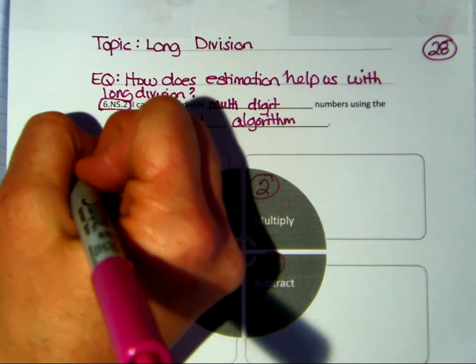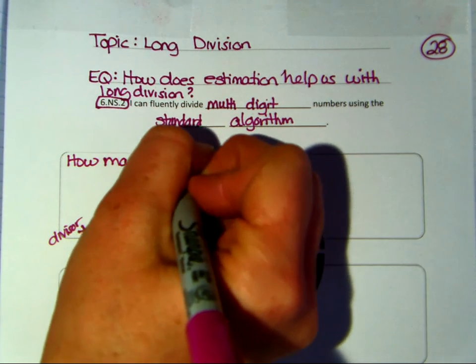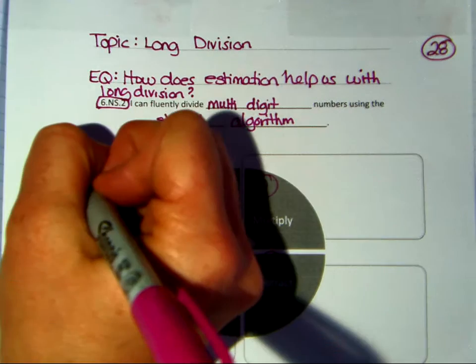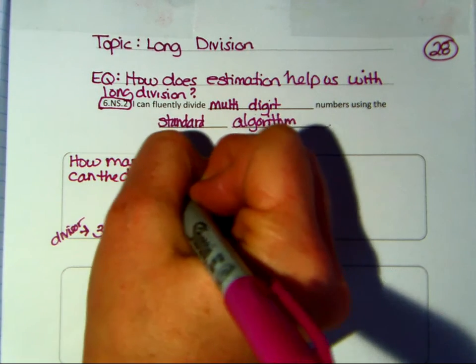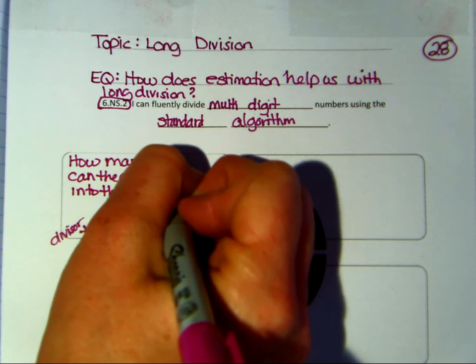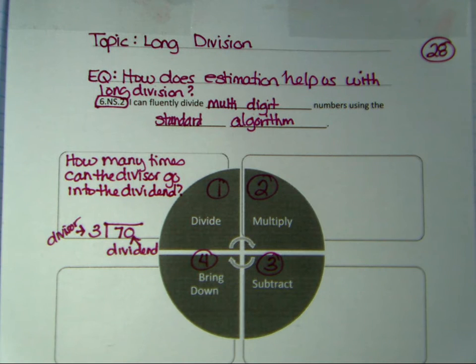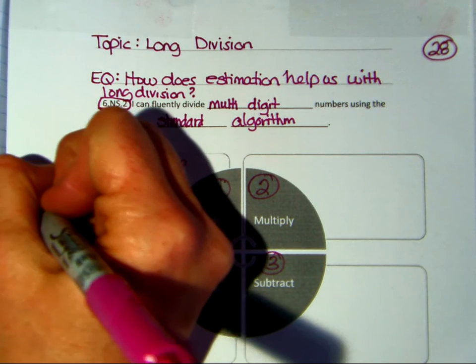The first step we're going to do is estimate how many times can the divisor go into the dividend. How many times can the dividend be divided by the divisor? And you're going to go digit by digit. So we'll start with the digit that's closest to the divisor and work our way over and see if we can estimate in. So this is the step where we will estimate.